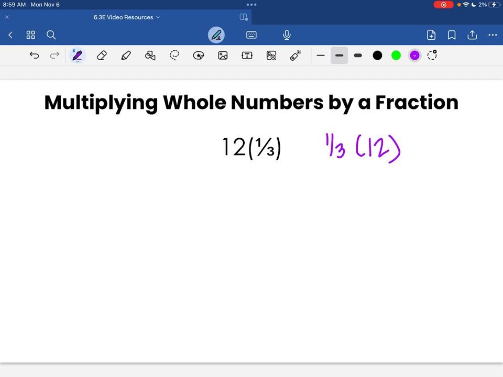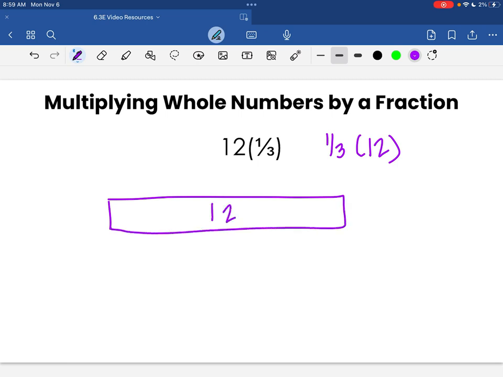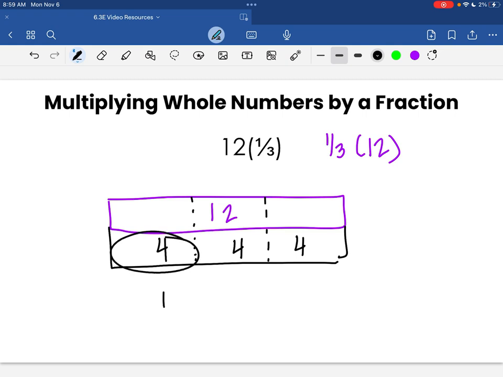So I want 1/3 of a group of 12. So here is 1 whole 12. But I only want 1/3 of it. So I'm going to think of that in terms of breaking it into 3 pieces. And when I share 12 into 3 different pieces, I get 4 in each part. But since I only want 1/3 of the group, I know that 1/3 of 12 is equal to 4.